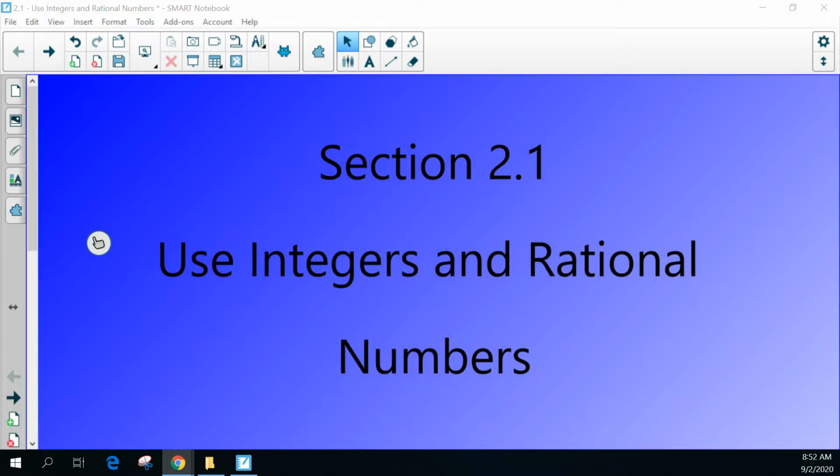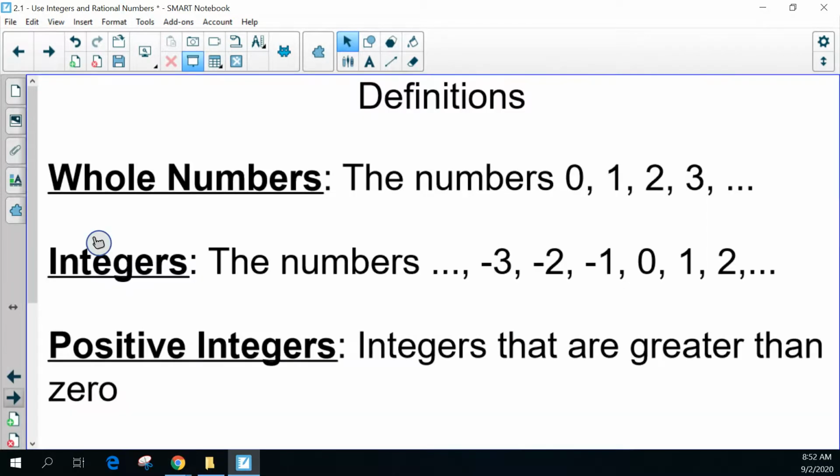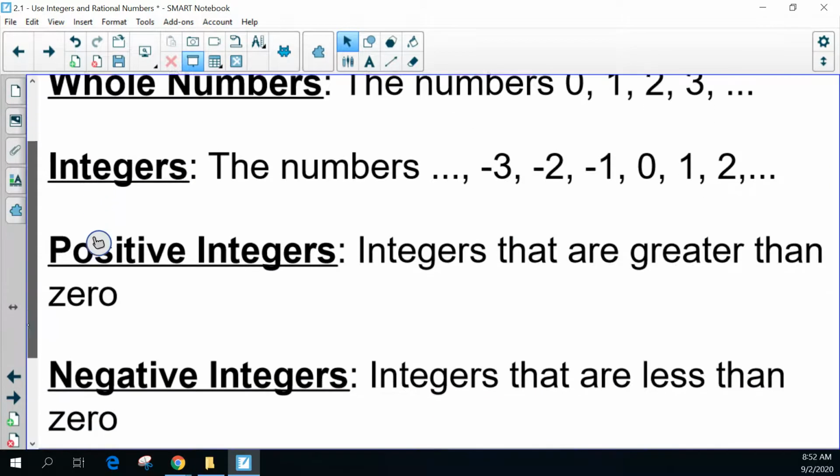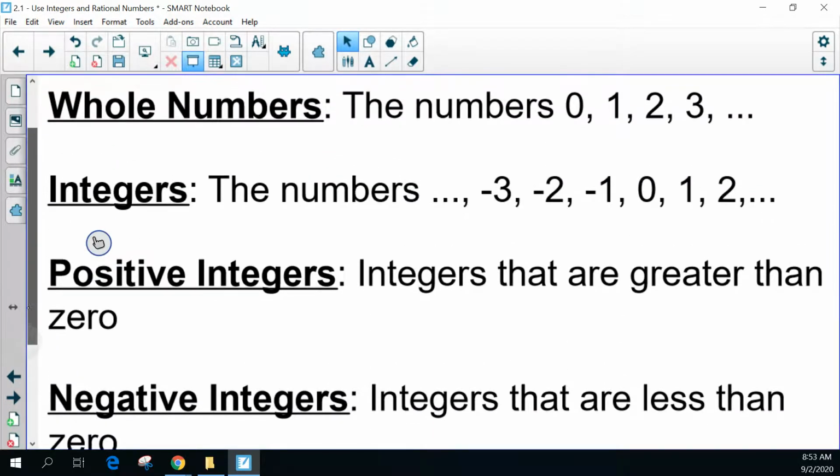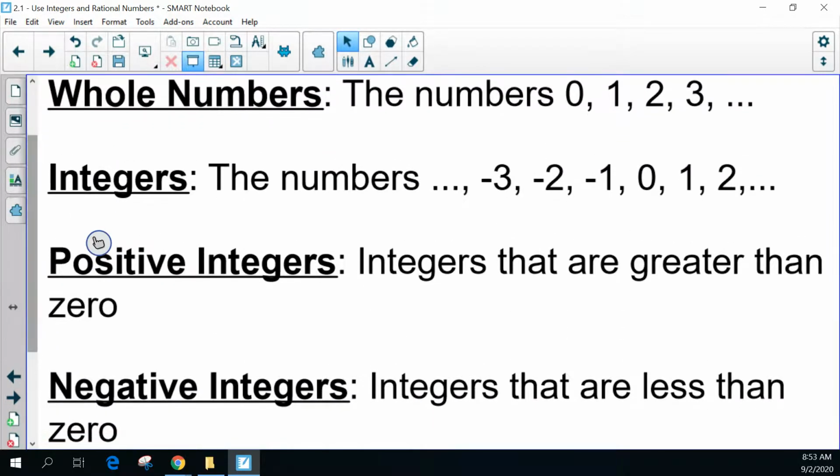Okay, so we're going to talk about integers and rational numbers. If we go through this, here are a few definitions for you to write down, starting off with your whole numbers. That's like numbers you learned how to count with. Integers are numbers including negative signs, like positive and negative.